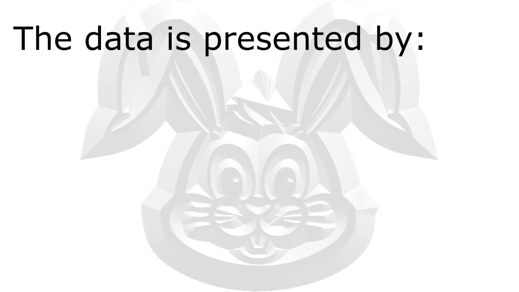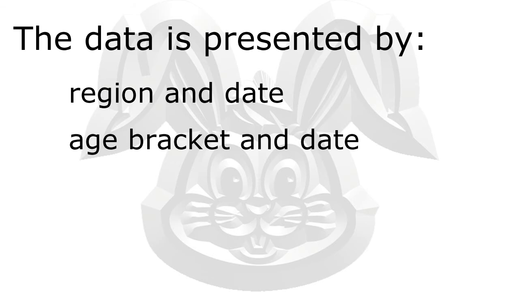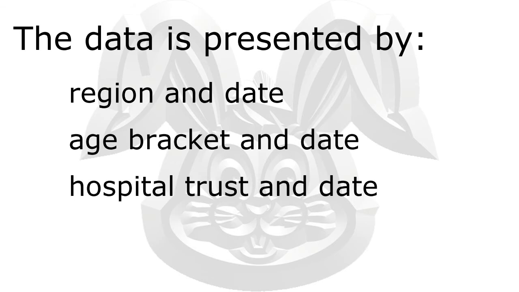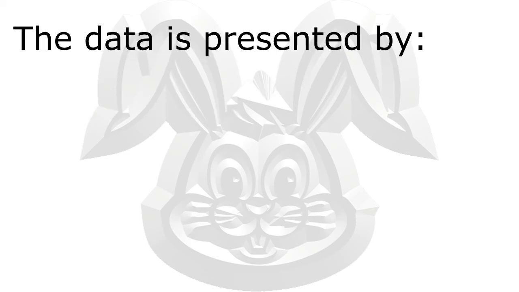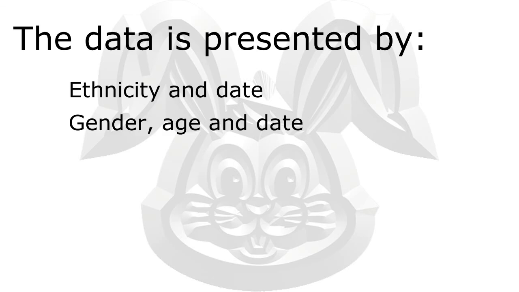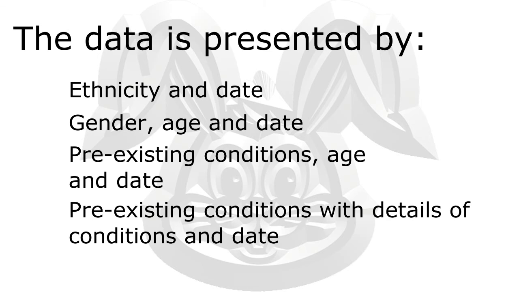The data is presented by region and date, age bracket and date, hospital trust and date. The weekly one contains information on the deaths of patients who have died in hospitals in England and have tested positive for COVID-19. This data is presented as ethnicity and date, gender, age and date, pre-existing conditions, age and date, pre-existing conditions with details of conditions and date.